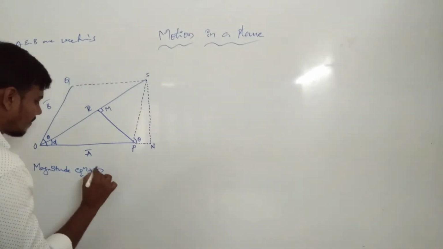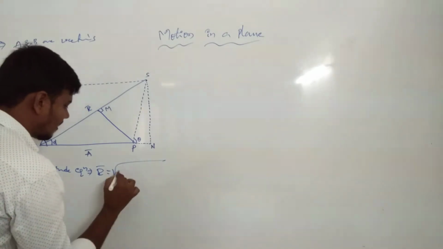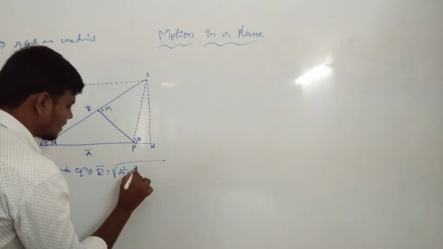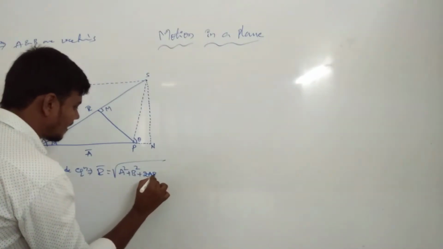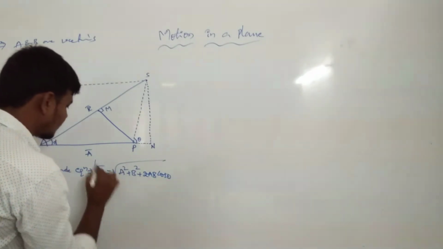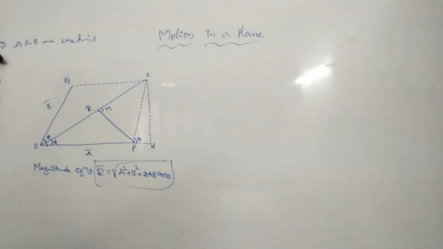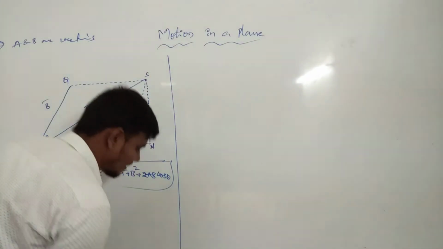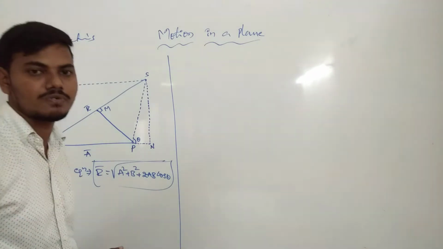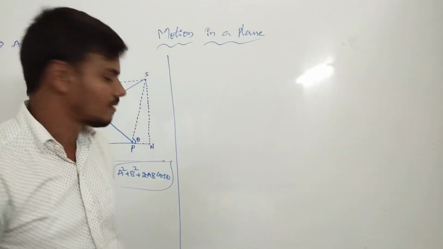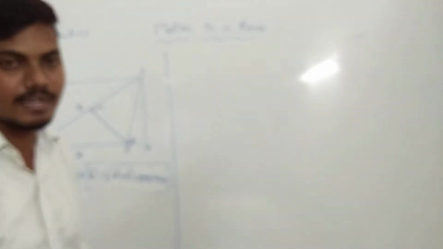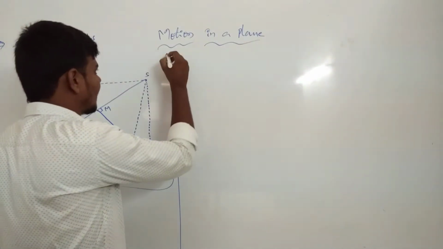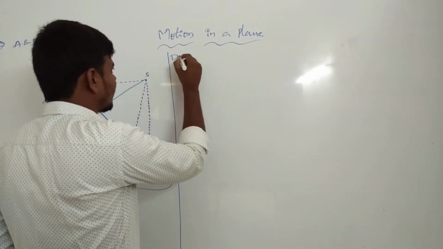Now R bar is equal to the square root of A square plus B square plus 2AB cos theta. This is our previous one, the magnitude equation. Again we are introducing direction. Vectors have two things: the first one is magnitude, the second one is direction. Magnitude was completed in our previous class. Today we are discussing the direction of the vector.